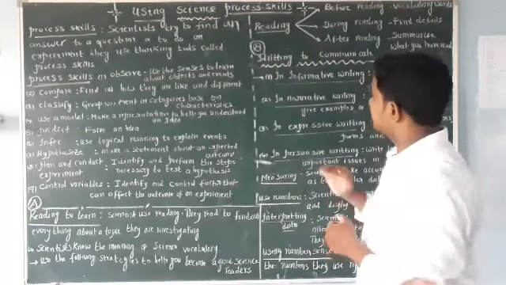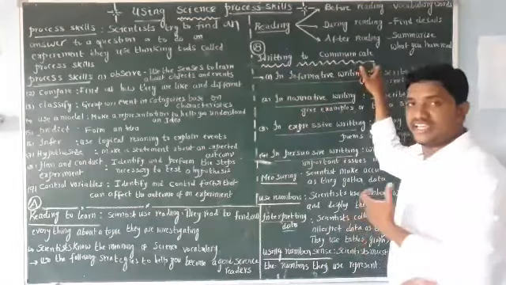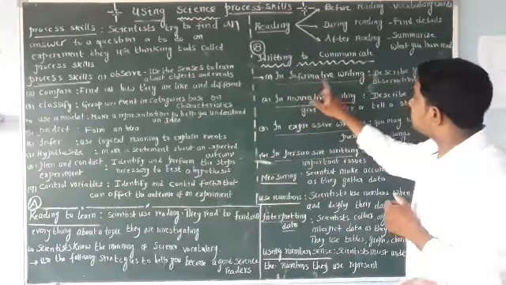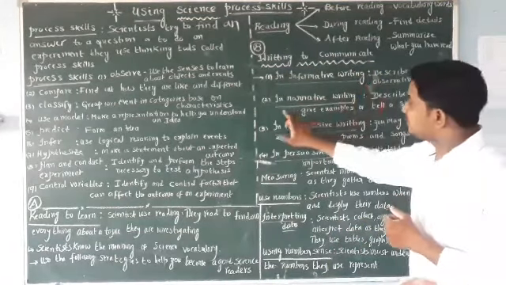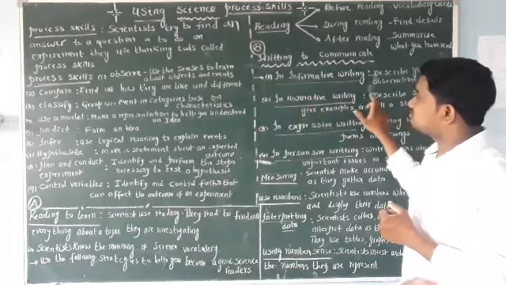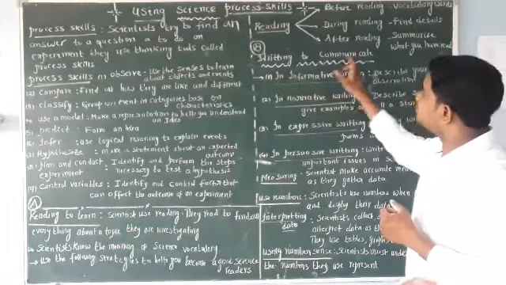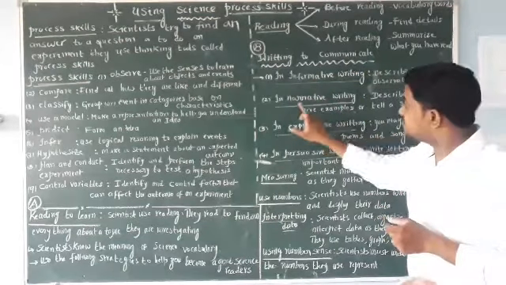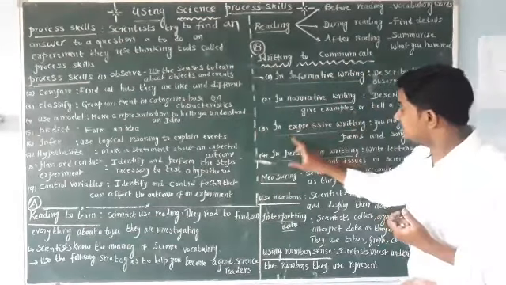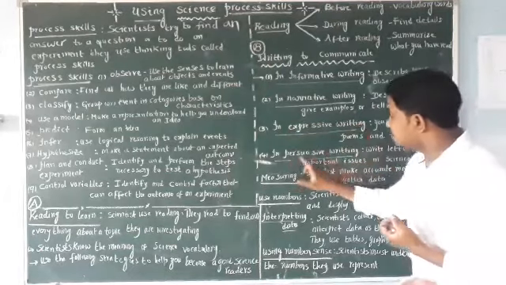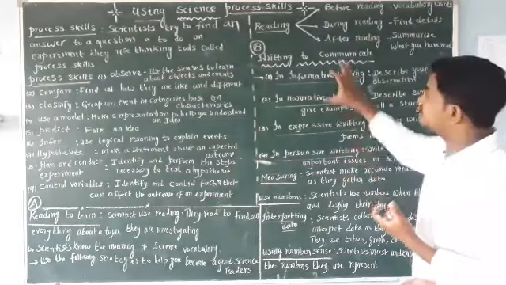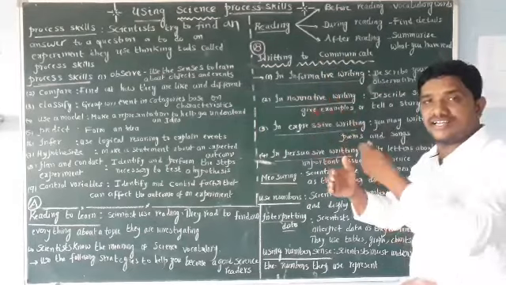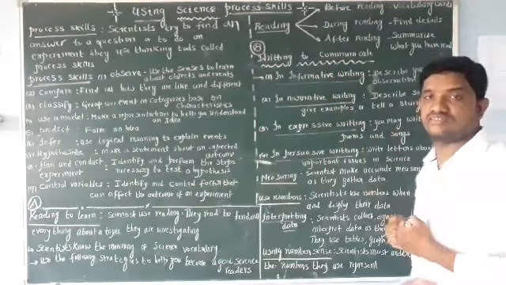Okay, next one, writing to communicate. Writing is classified into four types: informative writing, narrative writing, expressive writing, and persuasive writing.